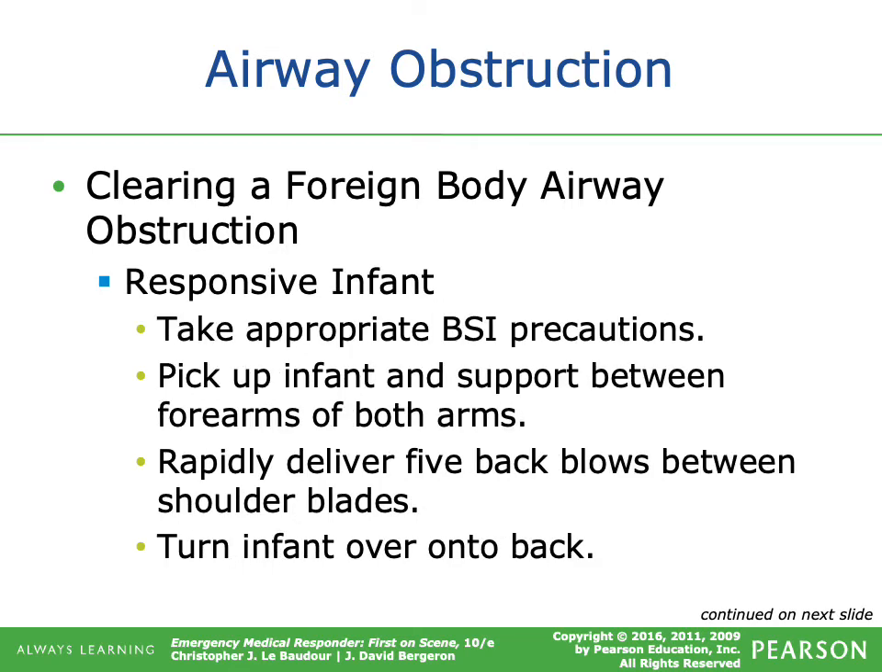All right, this is going to be for the responsive infant. You're going to take appropriate BSI precautions. Pick up the infant and support between the forearms and both arms. Rapidly deliver 5 back blows between the shoulder blades. Turn infant over onto back.